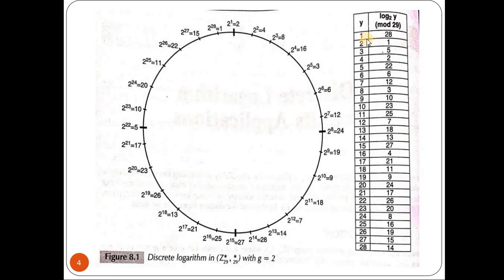Now this is the y value, and this is the inverse of it. As you can see, we cannot find the inverse directly; we have to use the tabular form in order to compute the discrete logarithm.